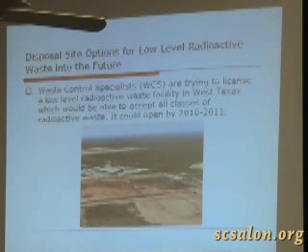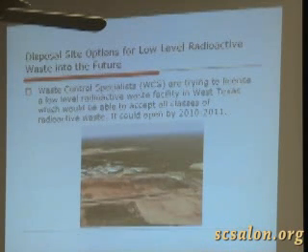Waste Control Specialists are trying to license a low-level radioactive waste facility in West Texas, which would be able to accept all classes of radioactive waste. That is currently scheduled to open by 2010-2011.